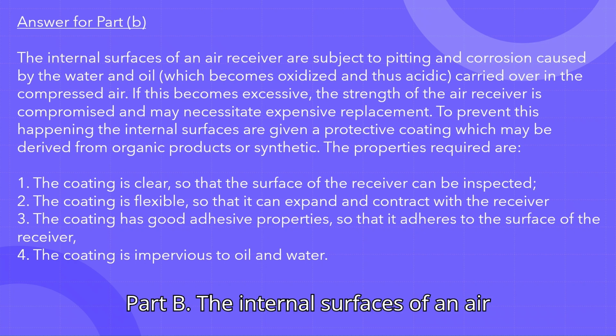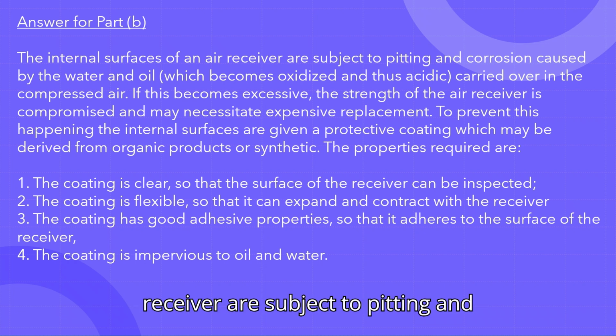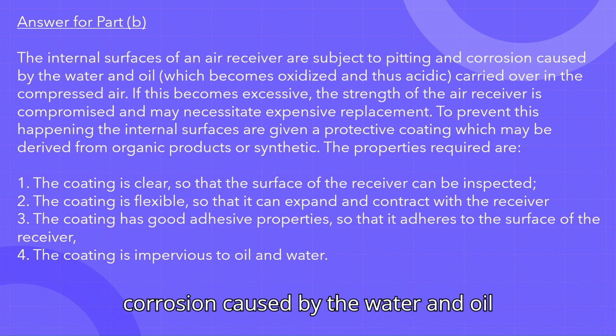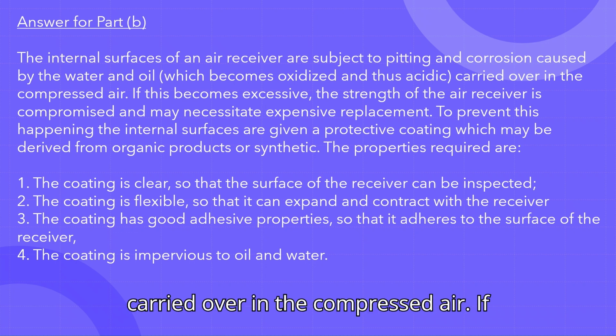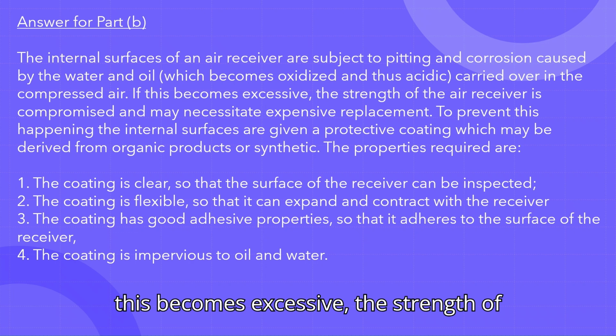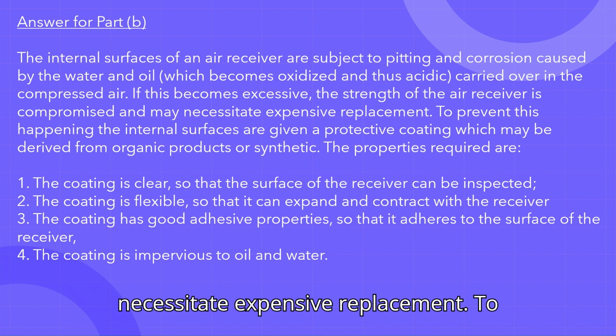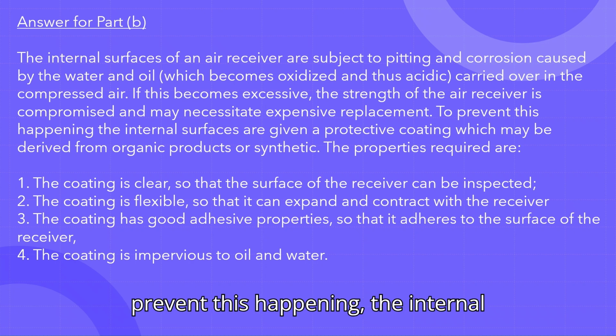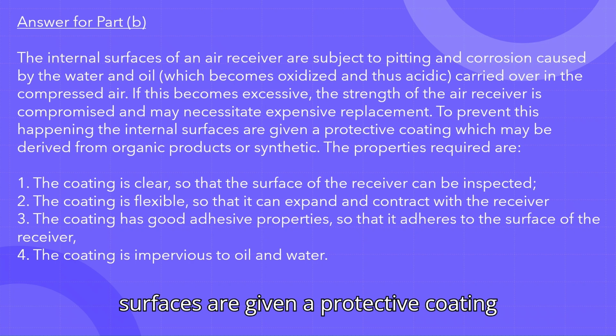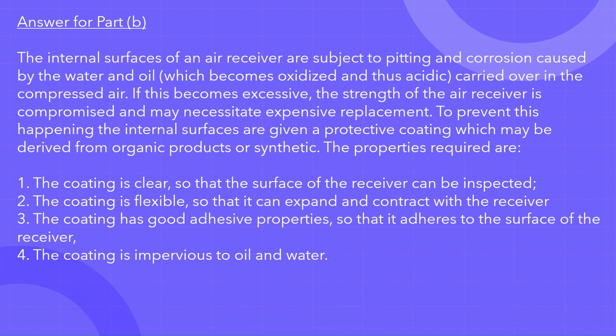Part B. The internal surfaces of an air receiver are subject to pitting and corrosion caused by the water and oil carried over in the compressed air. If this becomes excessive, the strength of the air receiver is compromised and may necessitate expensive replacement. To prevent this happening, the internal surfaces are given a protective coating which may be derived from organic products or synthetic. The properties required are: 1.